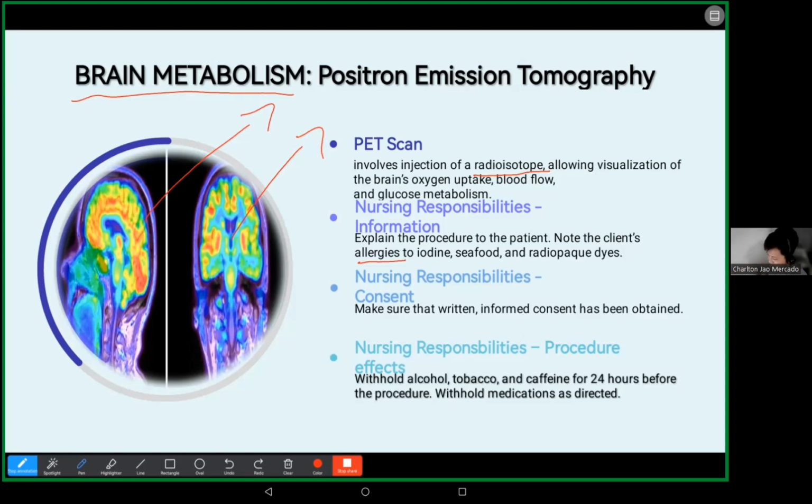And we want to make sure that the patient did not drink alcohol, tobacco, and caffeine for 24 hours before the procedure. Since we are talking here about metabolism, these factors can alter the metabolism of the patient. Kaya para hindi tayo makakuha ng false positive or false negative na results, we have to stop these activities for 24 hours. And of course, withhold any medications that can alter the metabolism of the brain. So ito yung mga medications that helps in the metabolism like yung thyroid hormones.